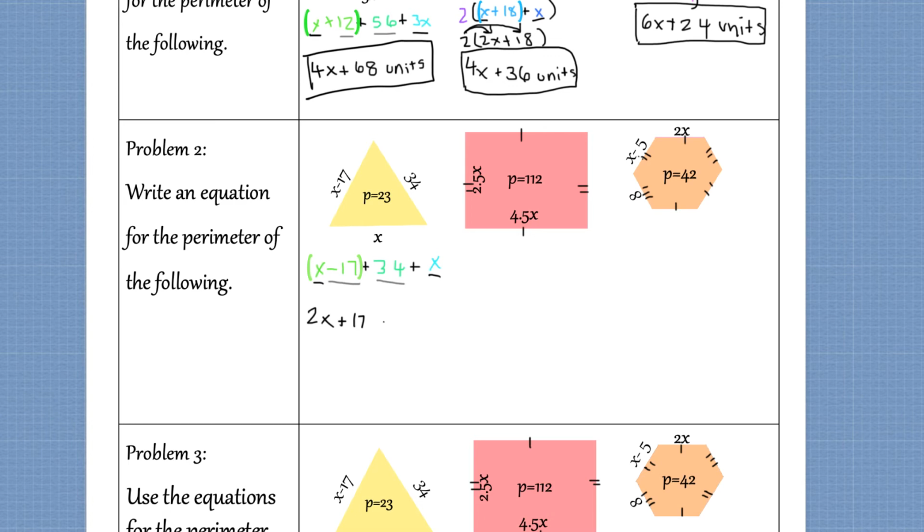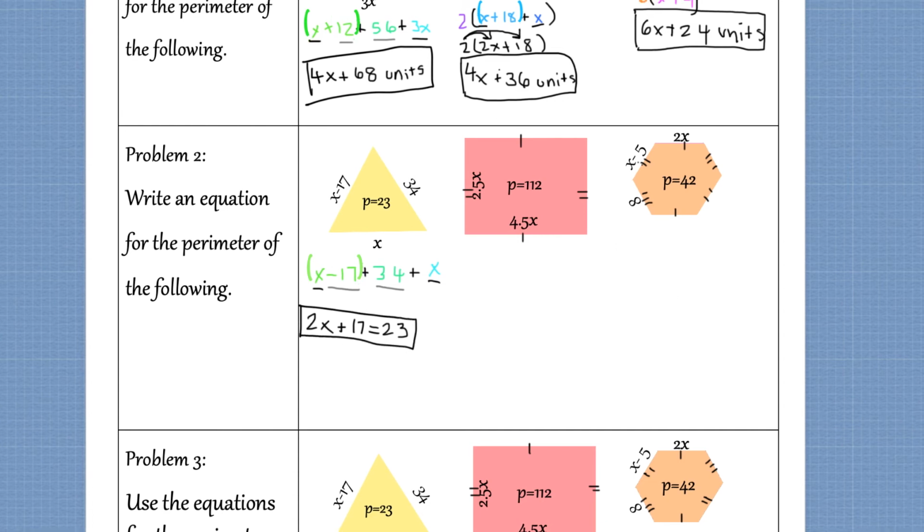Now we're just going to set the expression of the perimeter of the triangle to the actual value of the perimeter of the triangle, which is 23. If you look at the actual problem, it just tells us to write the equation, and it doesn't tell us to solve, so I'm just going to leave it at that. So the equation for this one is 2x plus 17 equals 23. Moving on to the next one.